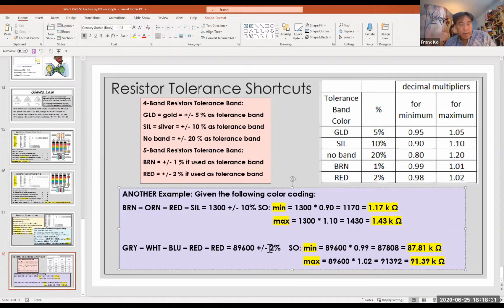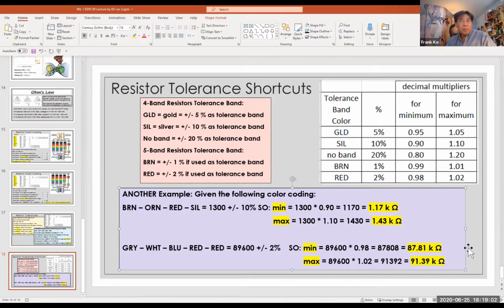How do I quickly calculate min and max? Just multiply by the decimal multiplier. Oops, I got the wrong one in here. I just realized, too fast. I get to fix it. There we go. Hopefully my math was right. So let's double check that. 89600 times 0.98, 87... yeah, okay. So the calculation is right. I just fixed the decimal multiplier on the slide.